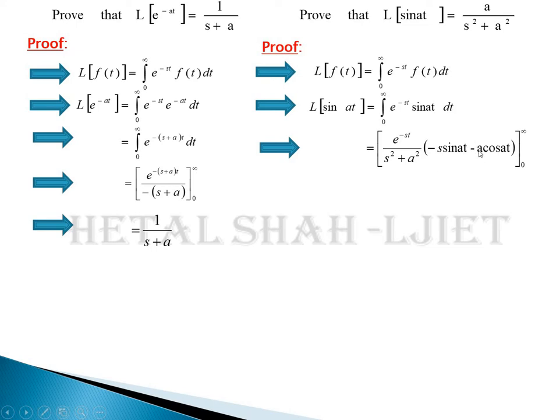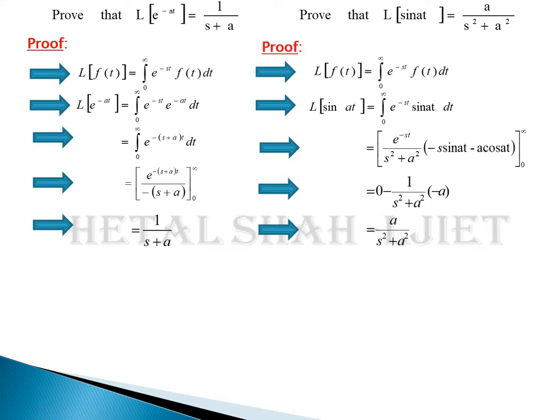Okay, so let's continue with this example. Now apply the upper limit and lower limit: e raised to minus infinity is 0. So e raised to 0 into anything is 0, so the first term is 0. And when you apply 0, e raised to minus 0 is 1, sine 0 is 0, and cos 0 is 1. So 0 minus a into 1, minus a into 1, that is minus a. So minus minus plus, and your final answer is a upon s square plus a square.